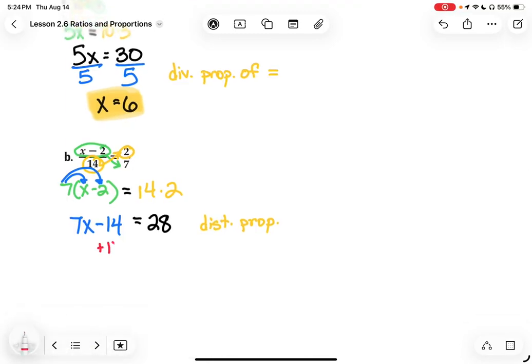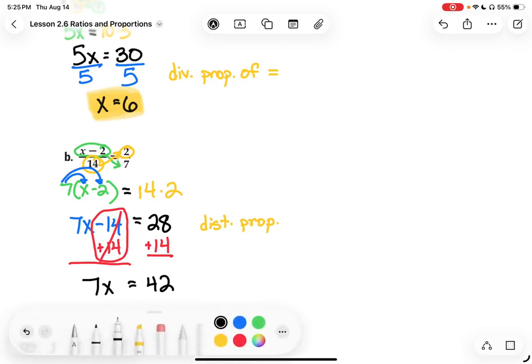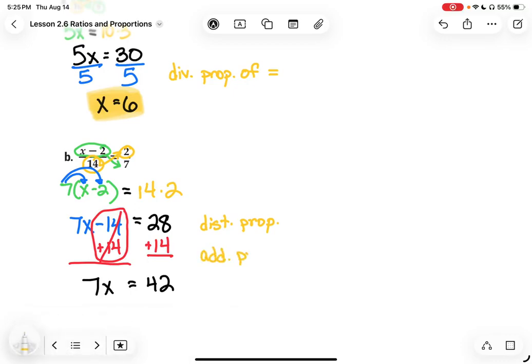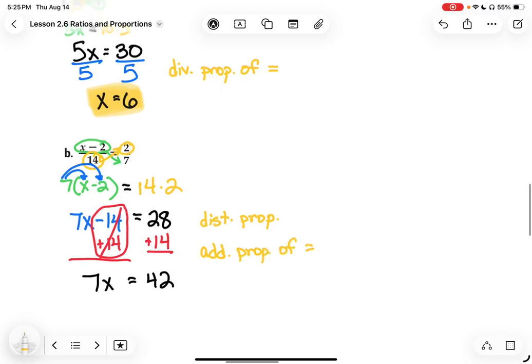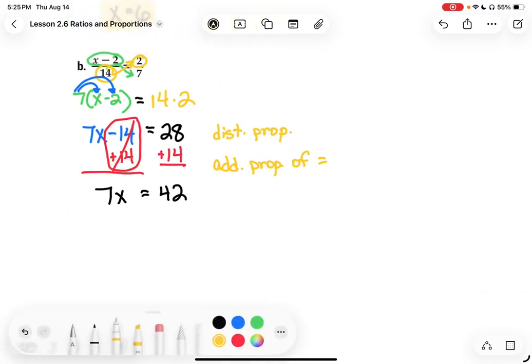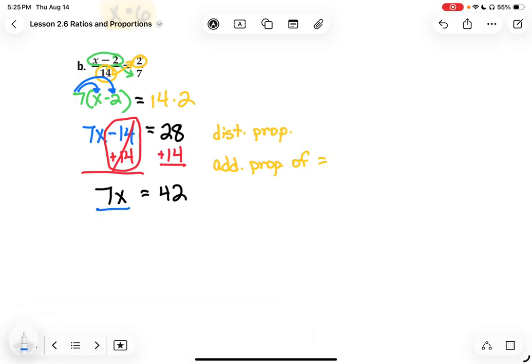Next, we'll add 14 to both sides. This is the addition property of equality. These 14s will cancel, leaving us with 7x equals 42. That is the addition property of equality. When you add something to both sides, that's what that property is called. And then finally, we will divide both sides by 7.